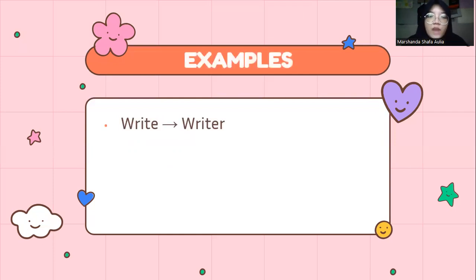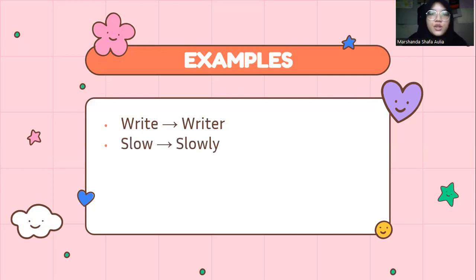Example one is write to writer. The R at the end of the word is the suffix, and it has changed the part of speech of the word. Write is a verb, and when you add the R suffix, it becomes writer, which is a noun. So it changed the part of speech of the word from verb to noun.